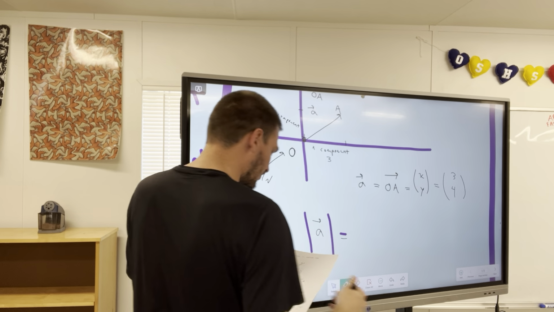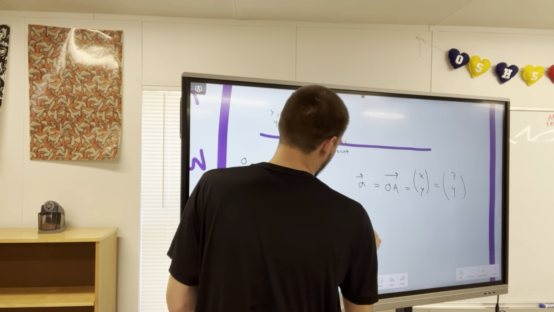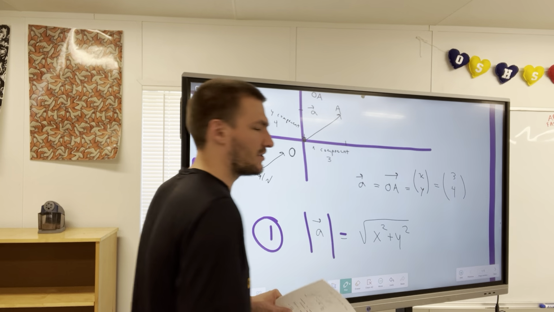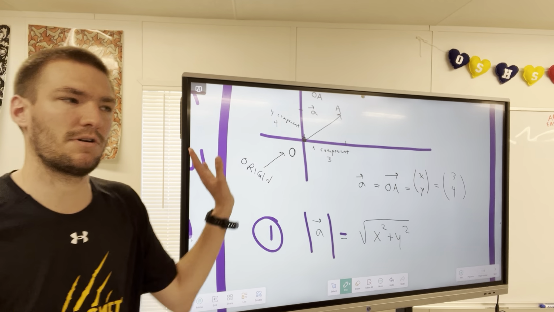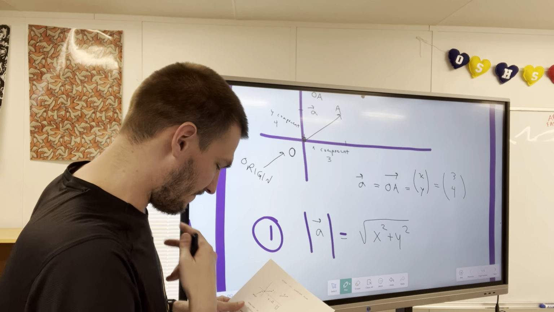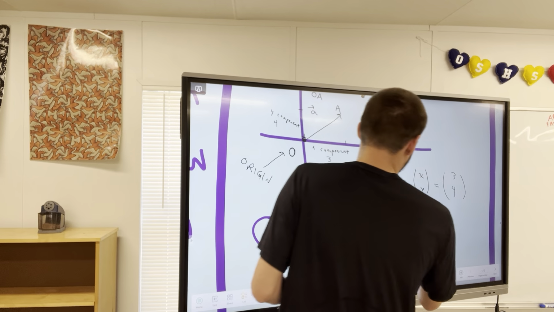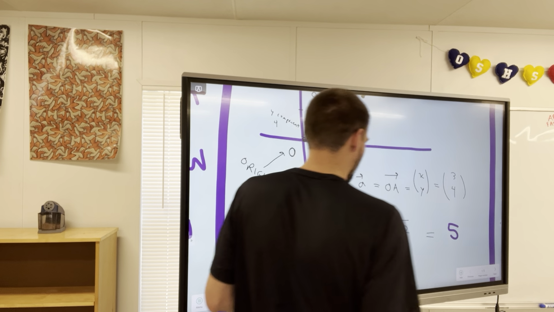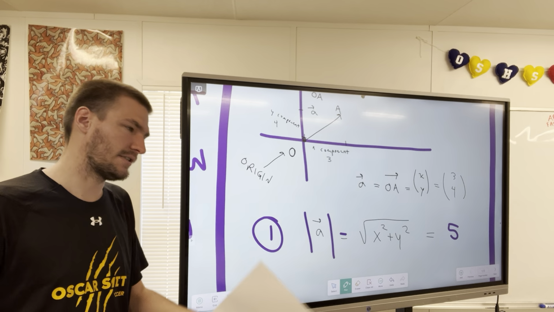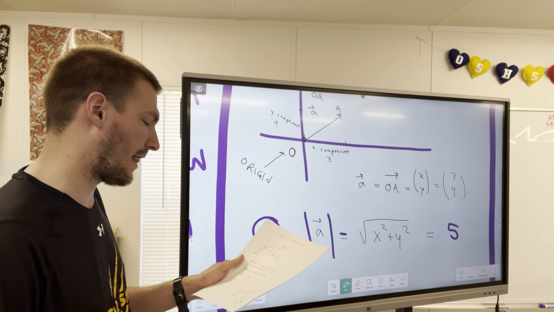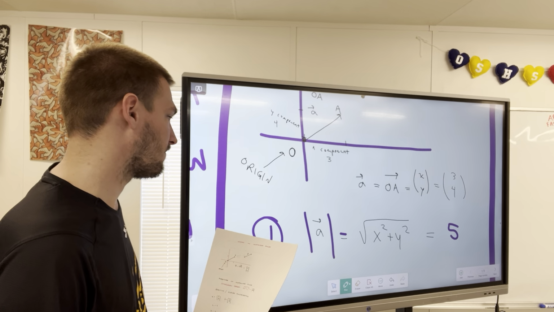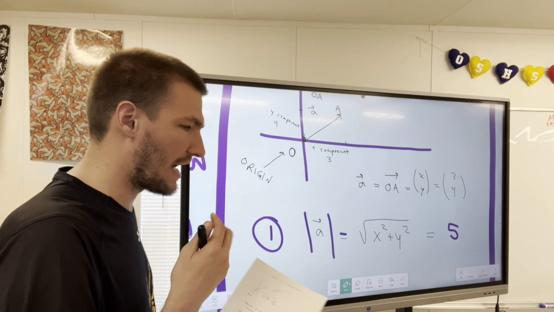So the magnitude is going to be the square root of x squared plus y squared. That's just the Pythagorean theorem. X squared plus y squared equals r squared. We square root both sides. And like he was saying, the answer is 5, because 3 squared is 9, and 4 squared is 16, and 9 plus 16 is 25, and the square root of 25 is 5. All right, magnitude, not too bad.